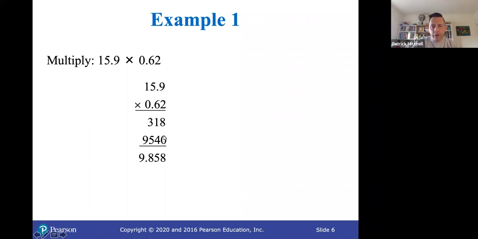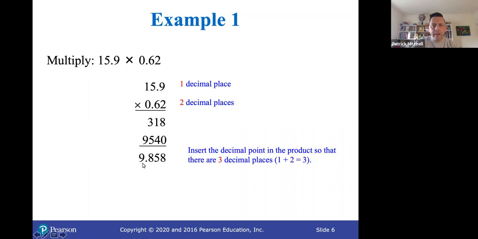This 0 is a placeholder, or some people just leave a space there. 6 times 9 is 54. Write down the 4 and carry the 5. 6 times 5 is 30, plus 5 is 35. Carry the 3. 6 times 1 is 6, plus 3 is 9. So when you add these two numbers together, this is what you get. And the decimal point goes there because 15 and 9/10 has one decimal place and 62 hundredths has two, so 1 plus 2 is 3. So this product is equal to 9 and 858 thousandths.